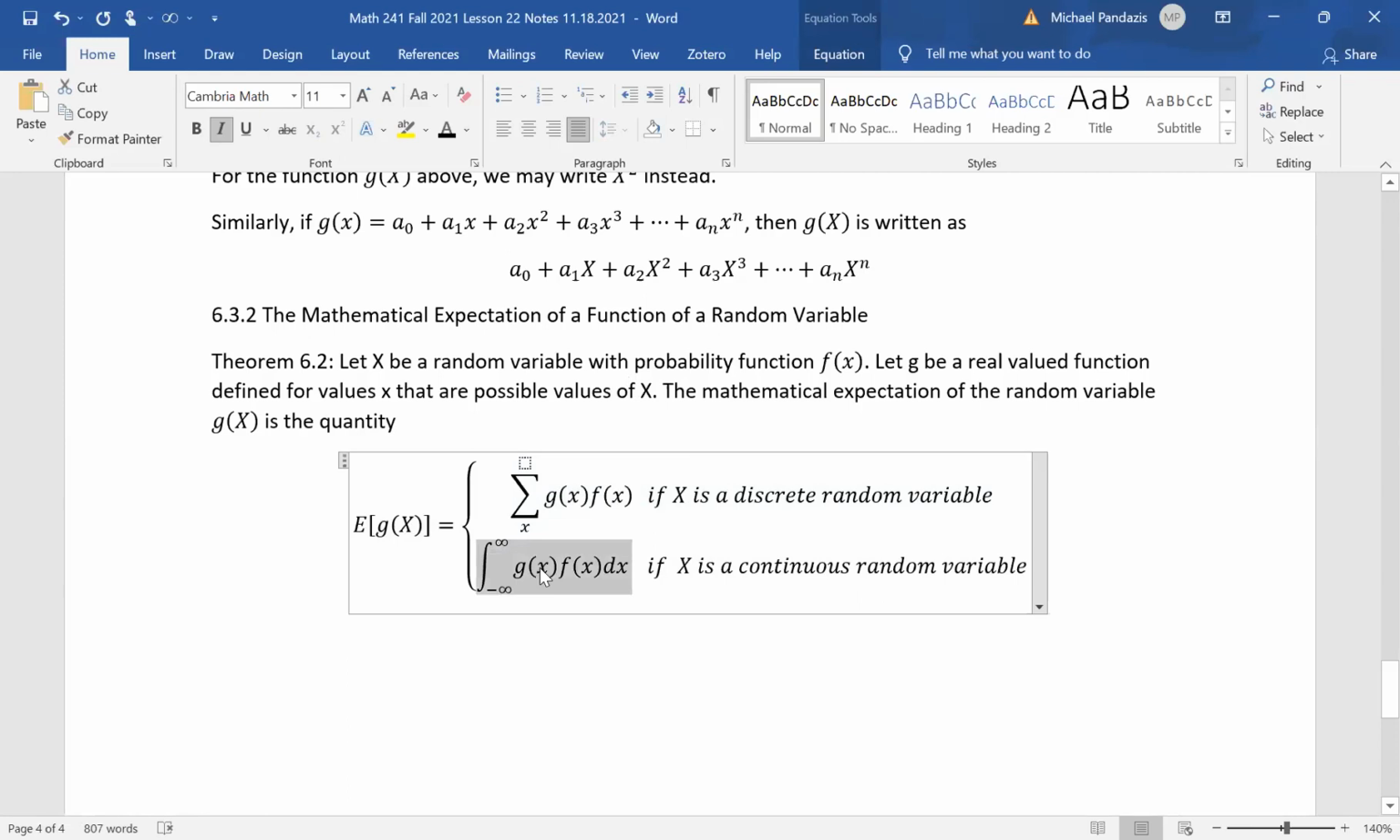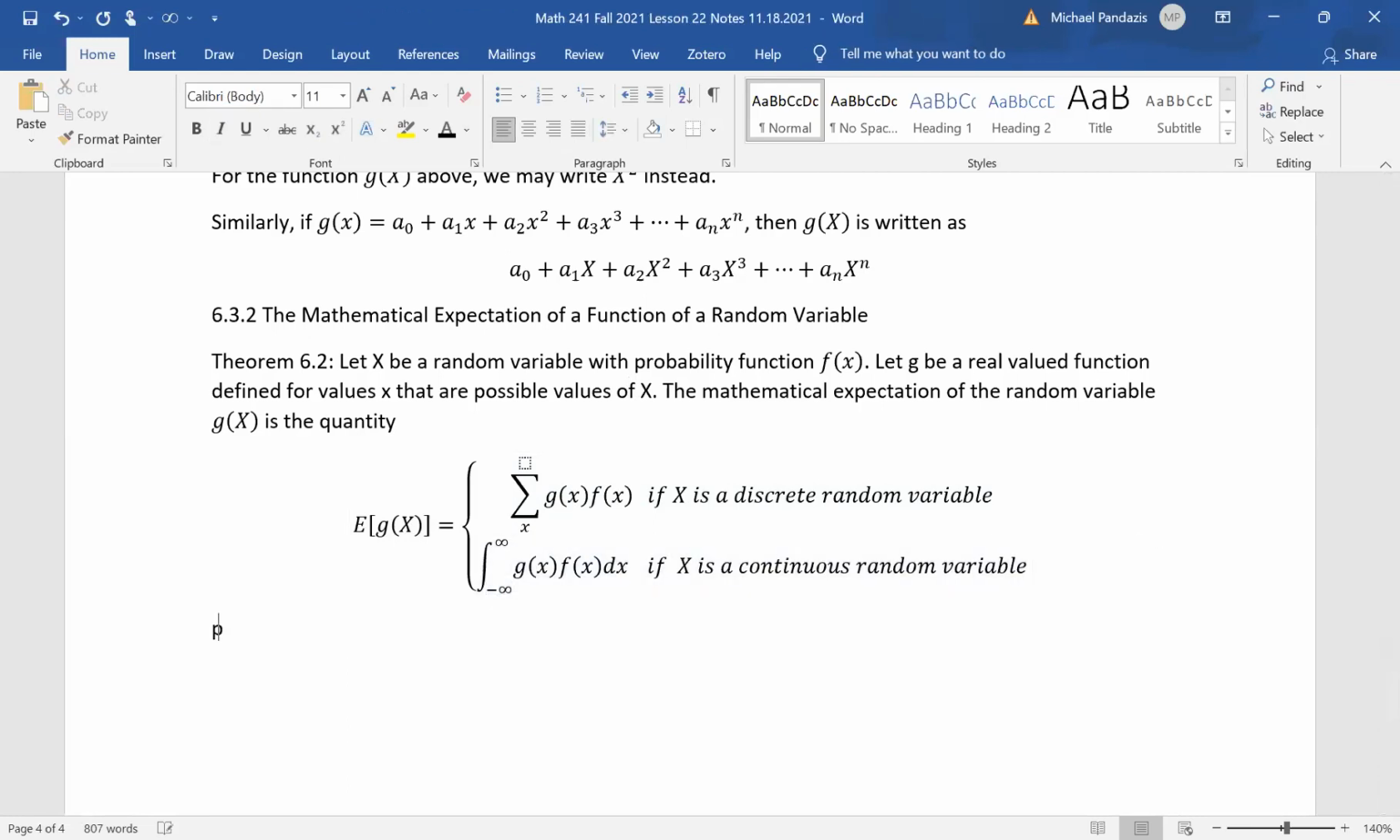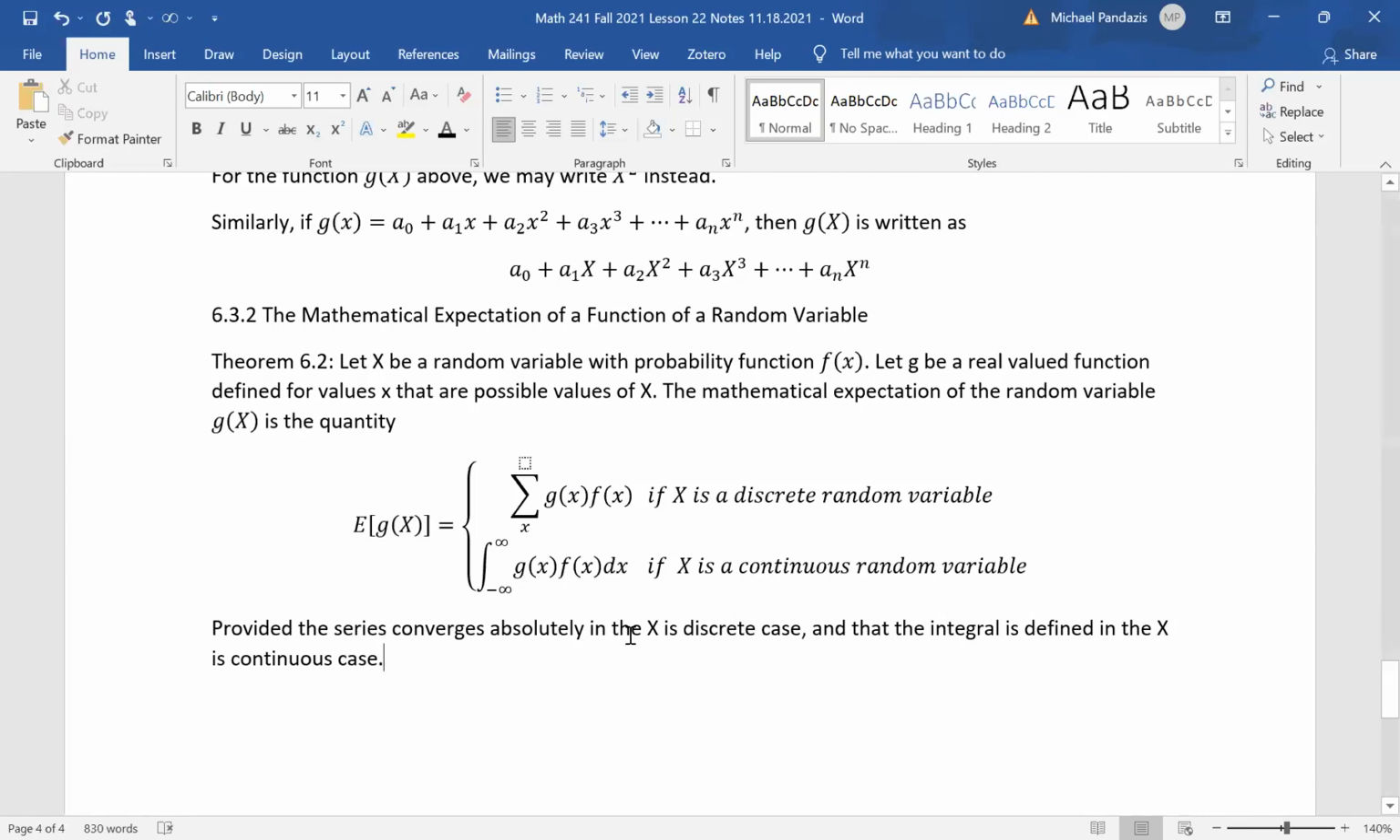And for the integral, you're just integrating. So you have g of x times f of x, and you're integrating over all possible values of little x, which is from negative infinity to infinity. Okay, so this is provided the series converges absolutely in the X discrete case, and that the integral is defined in the X continuous case. That X is a continuous random variable, and the first one, X is a discrete random variable.